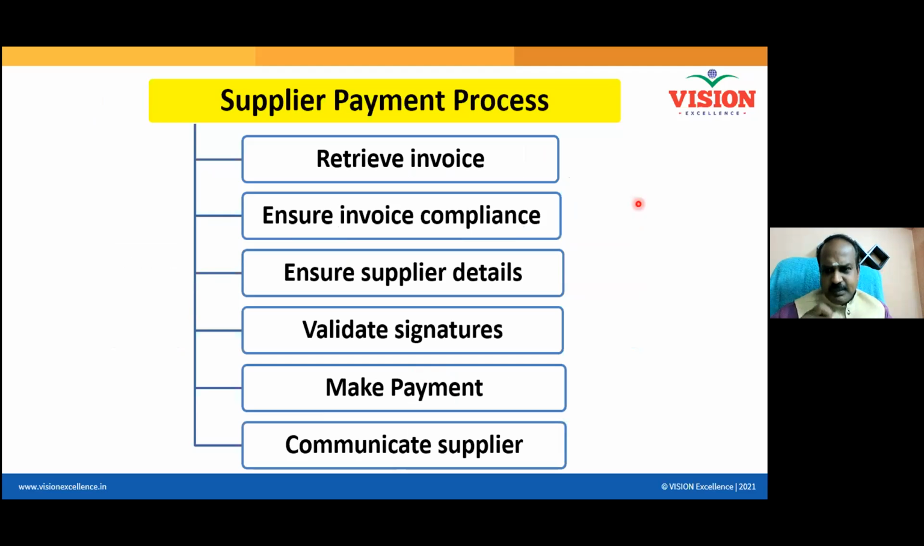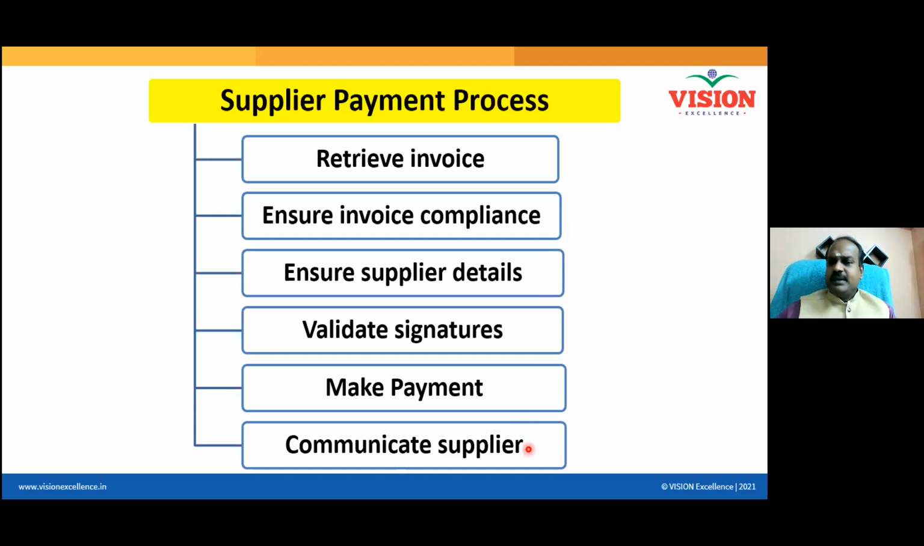So how is the payment made to the supplier? The invoice should be received, am I right? Retrieve the invoice, and then ensure the invoice compliance, whether the material has arrived. Actually, the item is received in your factory, and whether it is entered in the stock, and many things you will be checking. And then you will check who supplied the material, and you will also validate the signature. And then once the approval is given, you will actually make the payment, and then the payment details will be shared with the supplier. This is how the supplier payment process happens.